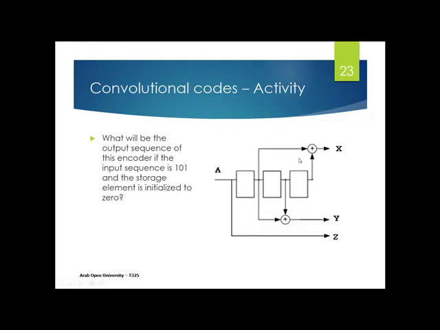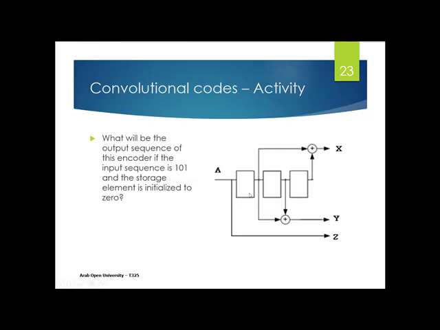If I consider this encoder, the possible values will be 0, 0, 0, 0, 0, 1, 0, 1, 0. So I have 3 bits that are independent, 3 storage elements that are independent. So given that they are independent, they might take 2 to the power 3 possible values, and thus the trellis will have 2 to the power 3 levels.